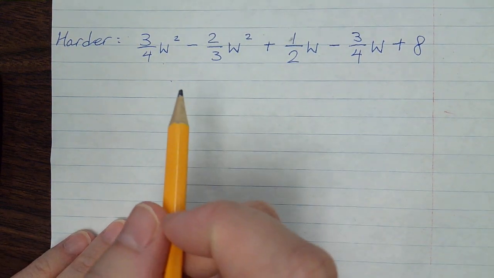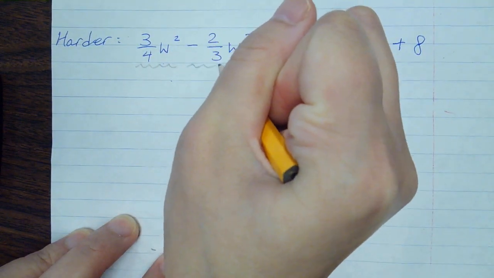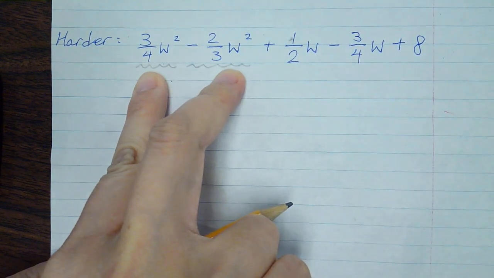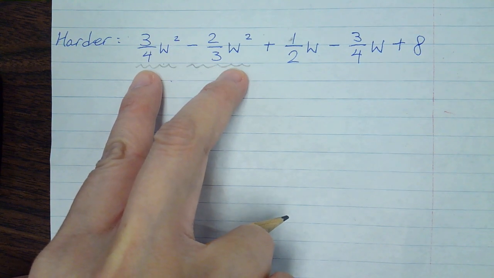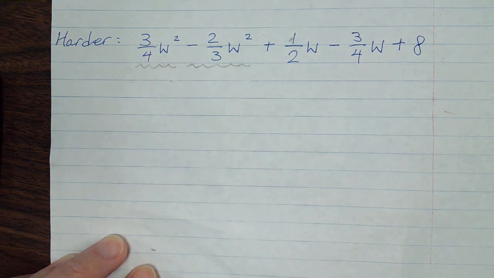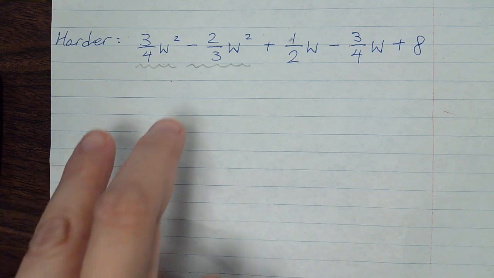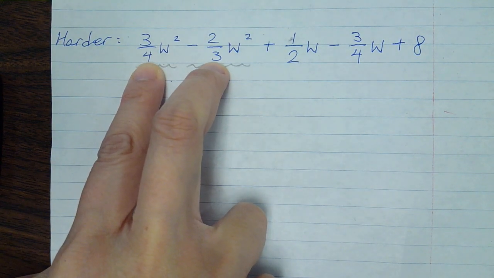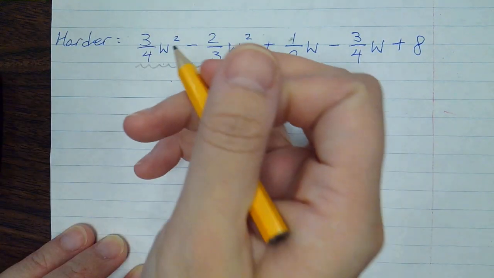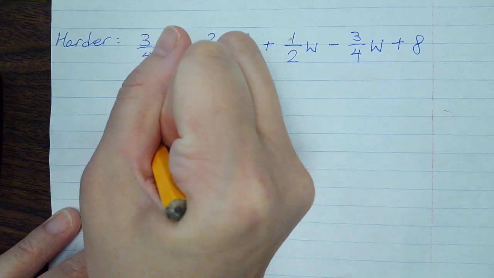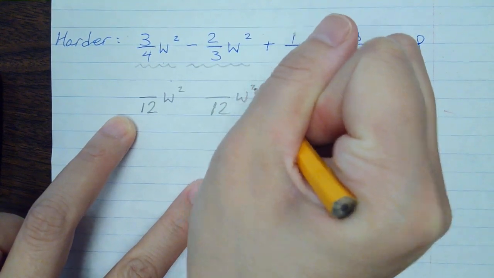Okay, this one, a harder one. Okay, so which two terms? Oh, actually, this one and this one. These two can go together. But what's wrong? Denominators are not the same. So if you think back to chapter 1, you need lowest common denominator to add and subtract them. So in this case, 12. Okay, so 12 w squared over 12 w squared.